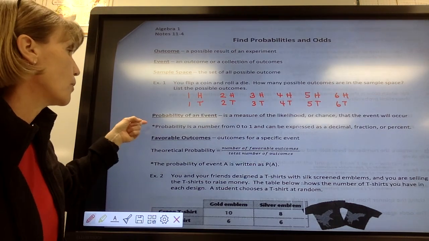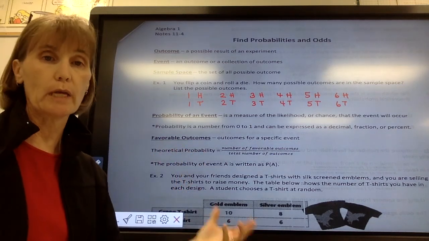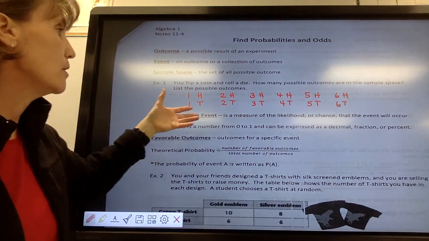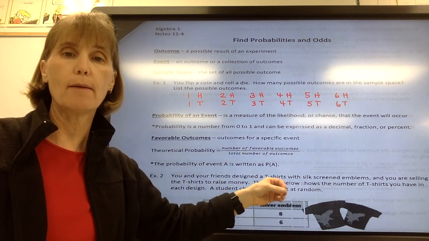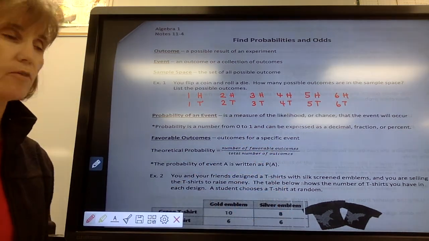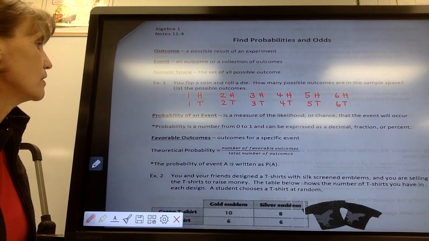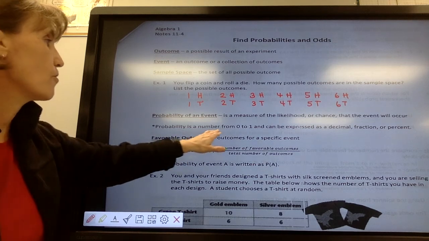Now, we're going to look at what's the probability of an event happening. In other words, what's the probability that I roll a 3 and get a tails? Well, the probability of that happening is going to come down to your favorable outcomes, which is what you want to happen, divided by your total number of outcomes. The probability of an event is a measure of likelihood or chance that an event will occur. It's a number from 0 to 1.